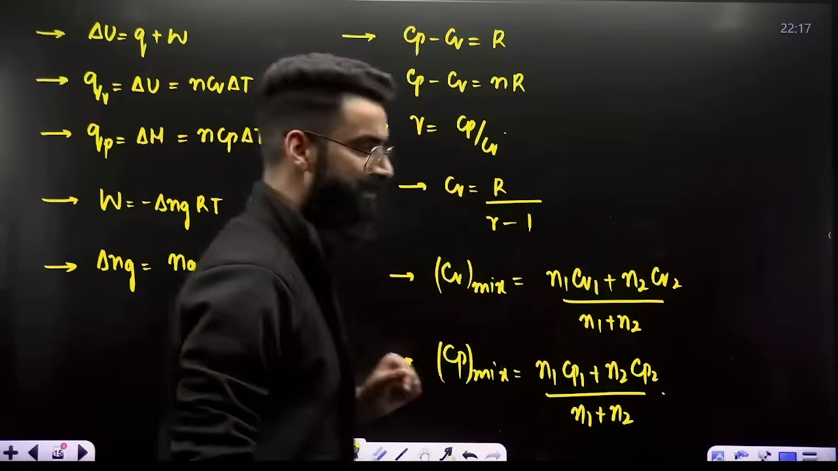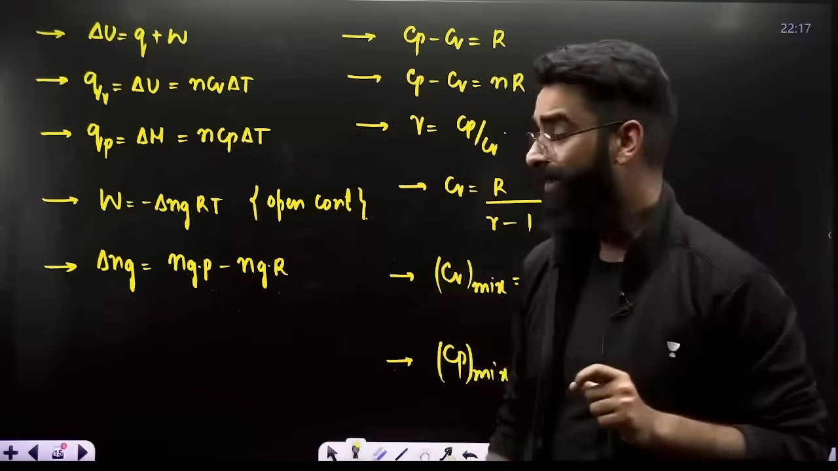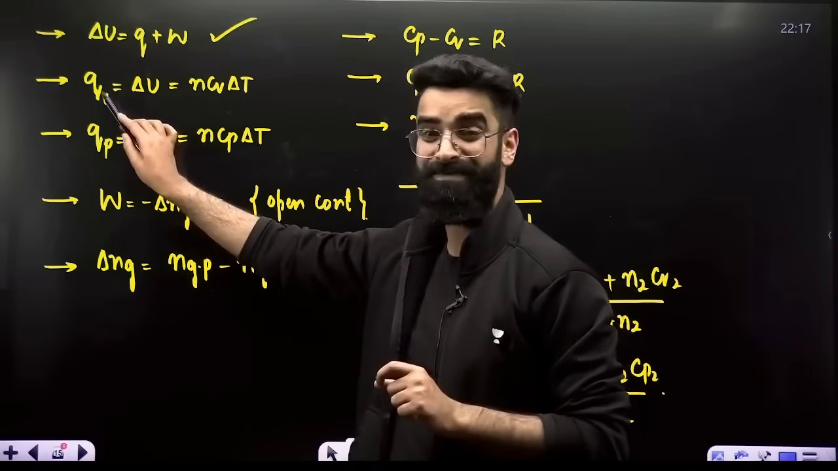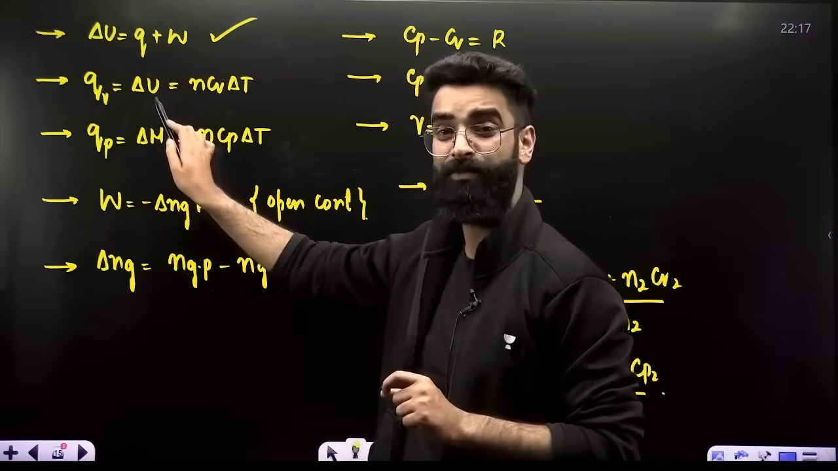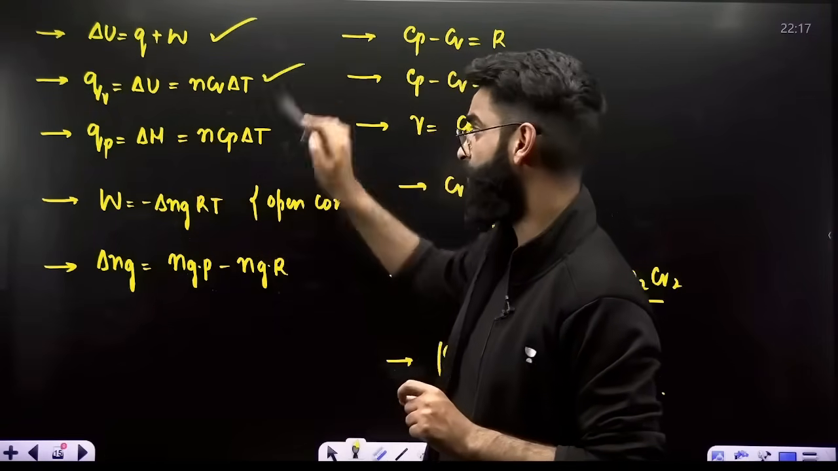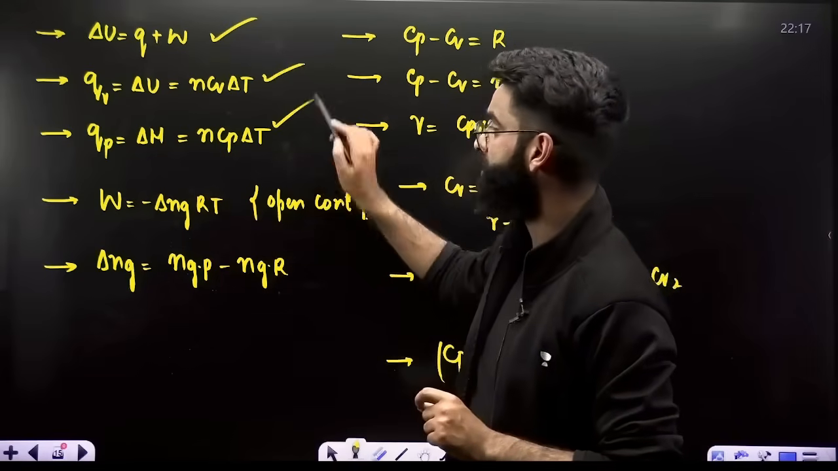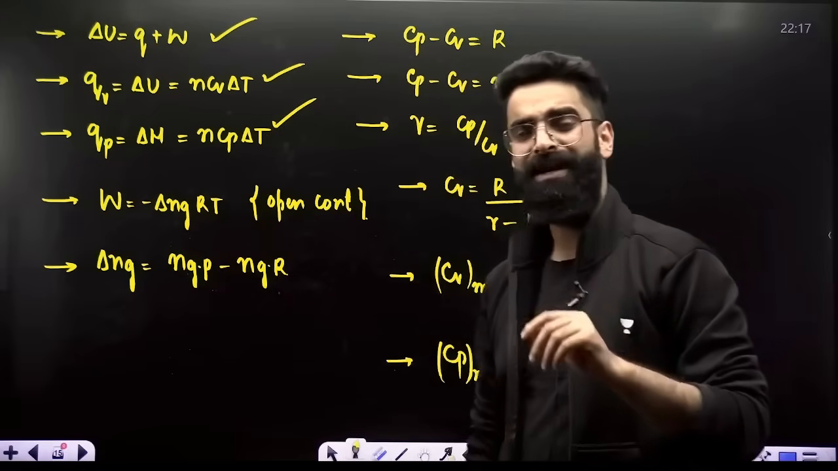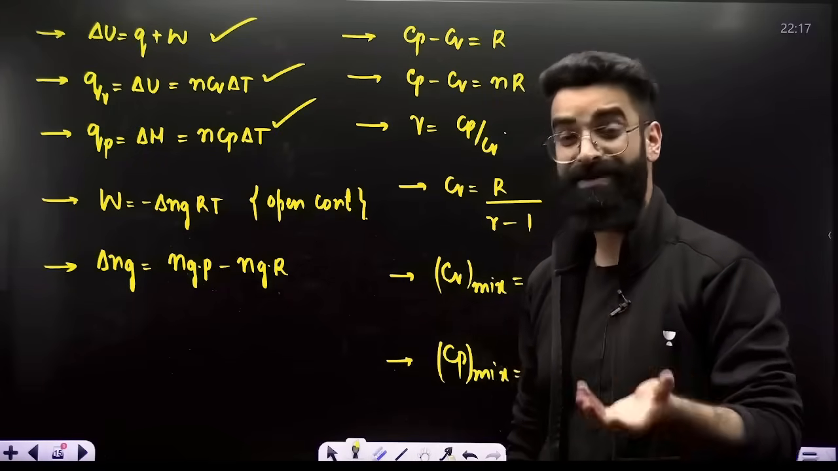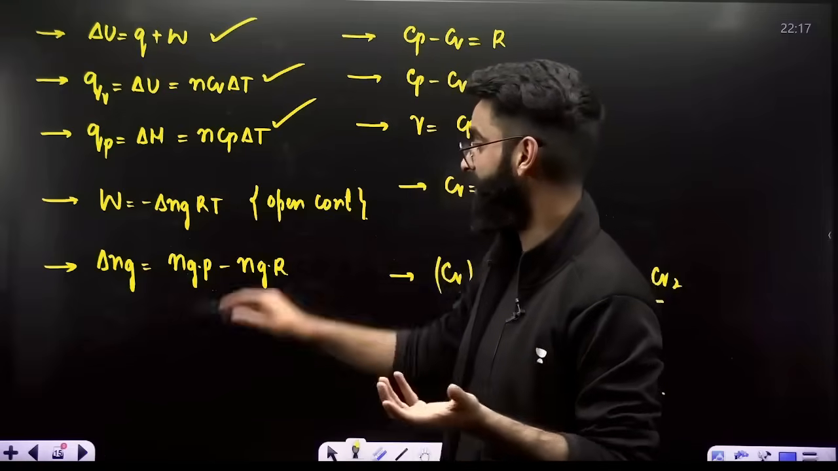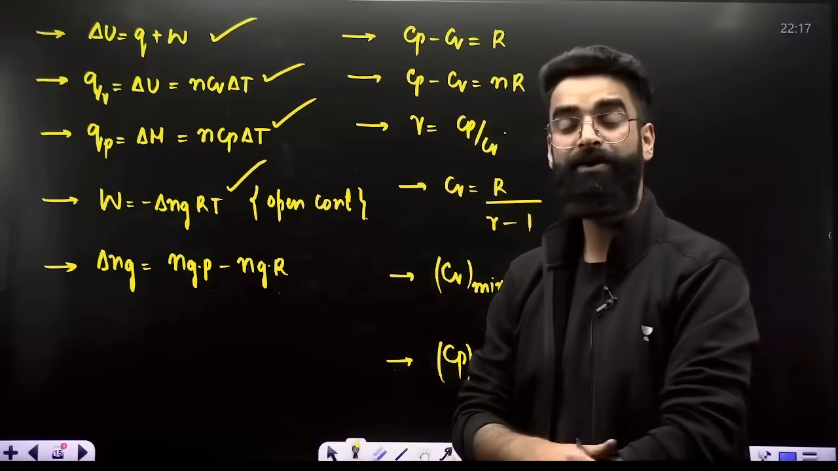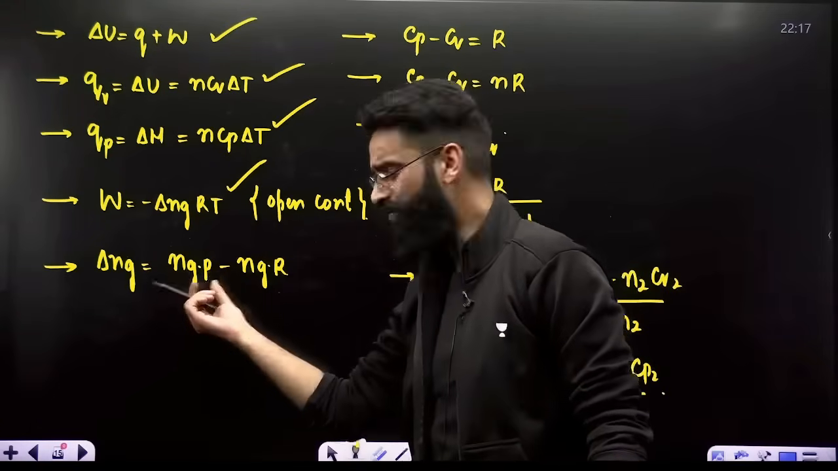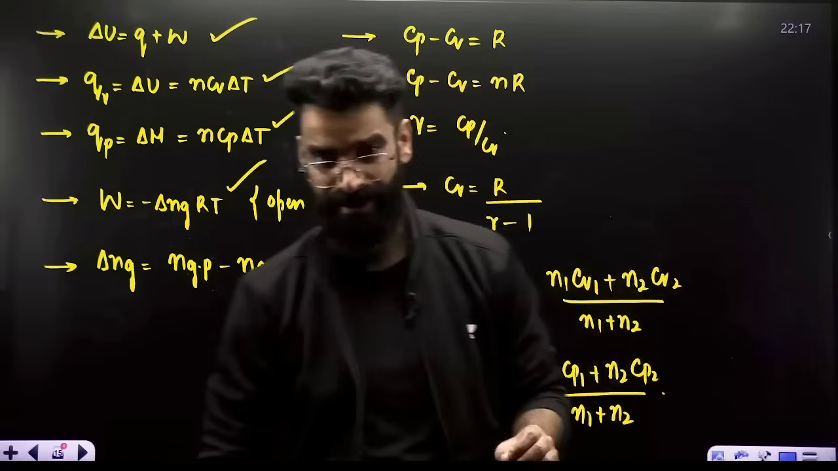Moving ahead. As per the first law of thermodynamics, you should know delta U is equal to Q plus W. Heat absorbed or released by the system at constant volume is always equal to delta U, and that delta U is equal to n Cv delta T. Similarly, at constant pressure, it is equal to n Cp delta T. A lot of questions are asked in which certain reactions are carried out in an open vessel. How do you calculate work done in them? W is equal to minus delta ng RT. What is delta ng? Number of moles of gaseous products minus number of moles of gaseous reactants.